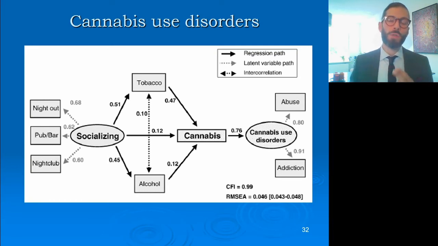And even if the fit is really good, we cannot conclude from this model that the theory is correct. If the model fit is very poor, that means that the data do not support the theory. But if the model fit is good, it does not tell us that the theory is true. It only tells us that there is no evidence against the theory. But a third variable could explain the data equally well. In this case, the model fit is also probably quite good because the model is nearly saturated. The only thing that is missing that would give us a saturated model is direct effects from tobacco use and alcohol use and socializing onto cannabis use disorders.